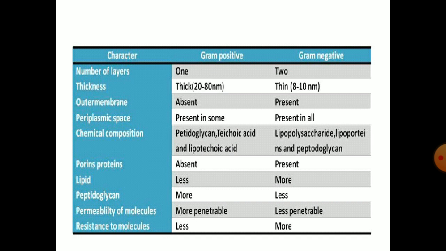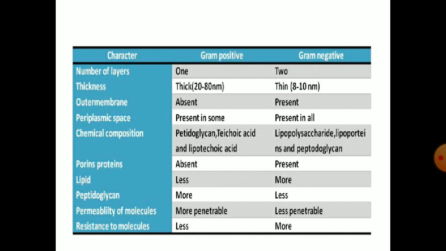bacterial cell walls. First, number of layers. In gram positive bacteria there is 1 and in gram negative there are 2. Thickness of the gram positive is thick and the gram negative is thin. Outer membrane in gram positive is absent and in gram negative is present. Periplasmic space in gram positive is present in some and in gram negative is present in all.